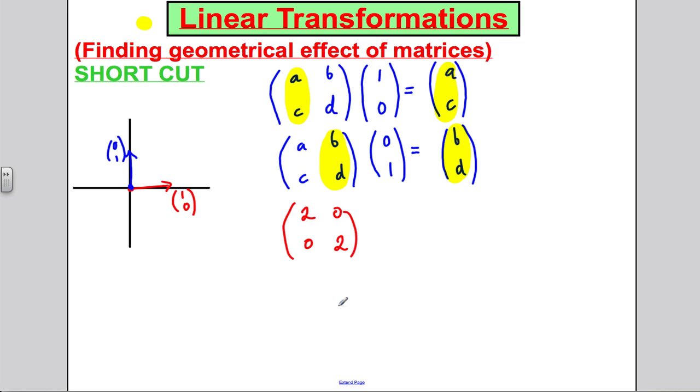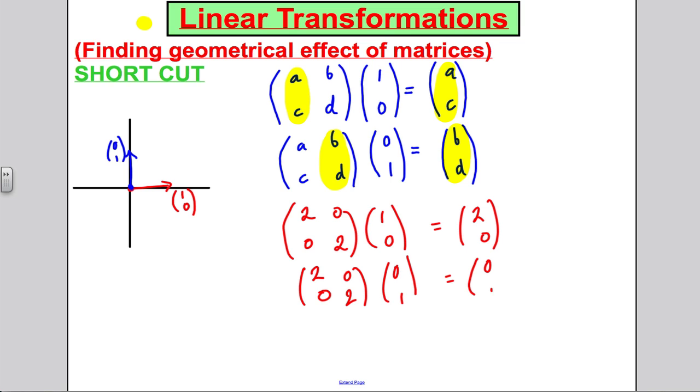What does that do? Well, straight away, I knew if I applied that to the vector 1, 0, I get the first column back. I don't even have to work it out. I know that if I apply that to 1, 0, I get the first column back, I get 2, 0. And I know if I apply this to 0, 1, I get the second column back. So where did 1, 0 go? Well, it went to 2, 0. Where did 0, 1 go? Well, it went to 0, 2.